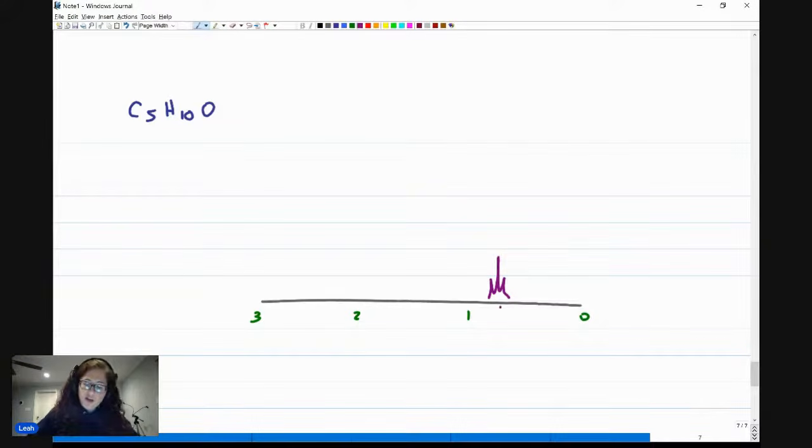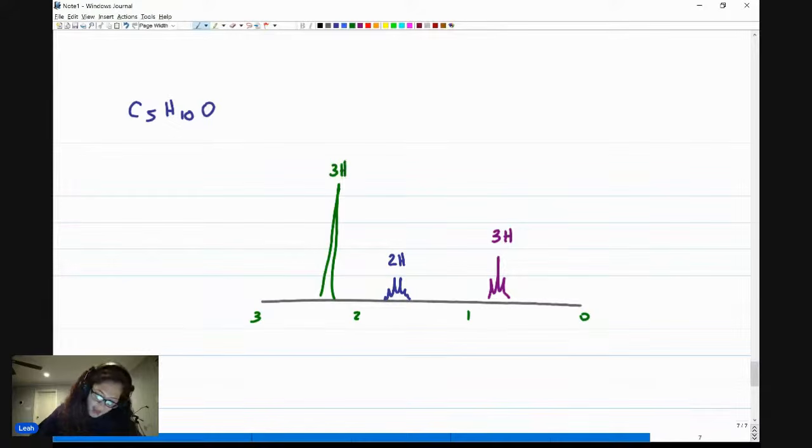Just under 1, I have a 3-hydrogen triplet. Just after 1.5, I have a 2-hydrogen, 1, 2, 3. It almost looks like a multiplet, so we'll put it over here. Sometimes they're hard to read, so you may see it expanded or see something written next to it. Just past the 2, we have a 3-hydrogen singlet. And our last peak on this molecule is a 2-hydrogen triplet a little bit past that.